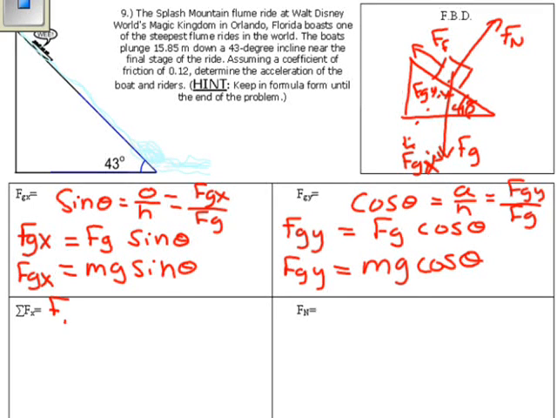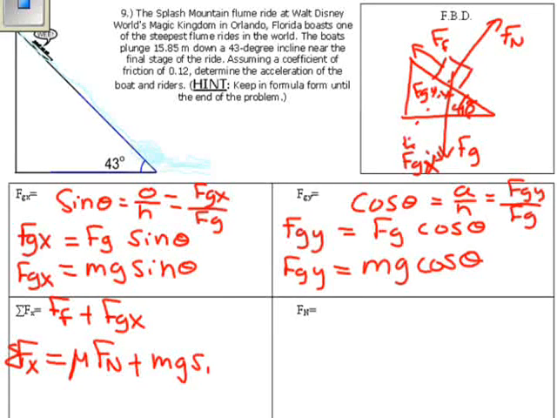Next, we're going to take a look at the sum of the forces in the x direction. And remember, we tipped our axis so that it runs along the plane of the inclined plane. So now the sum of the forces is equal to the force of friction, which we said was mu times the normal force, plus Fgx, replacing Fgx with what we solved for earlier, mg sine theta. Now we don't know what Fn is, so that's our next step.